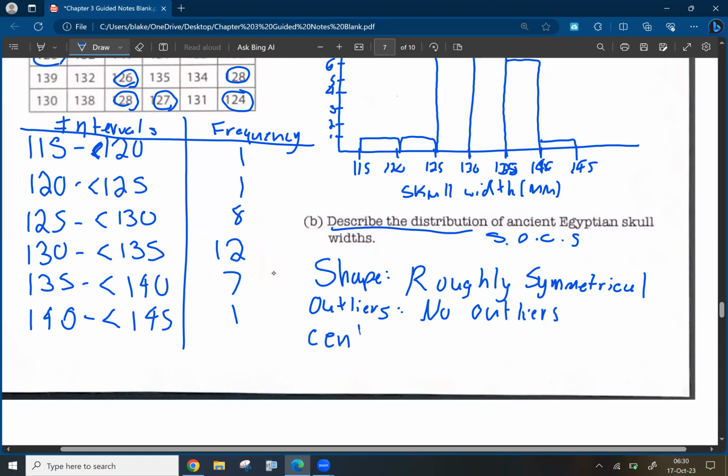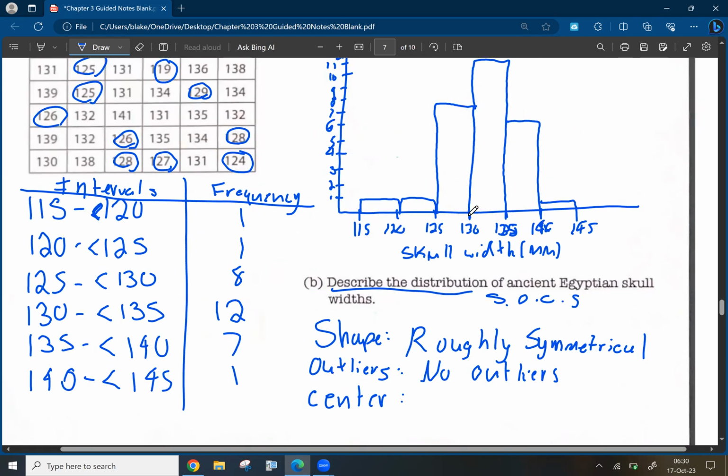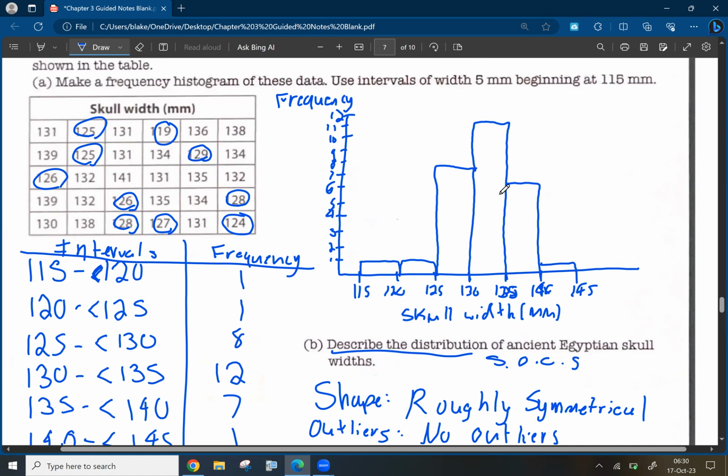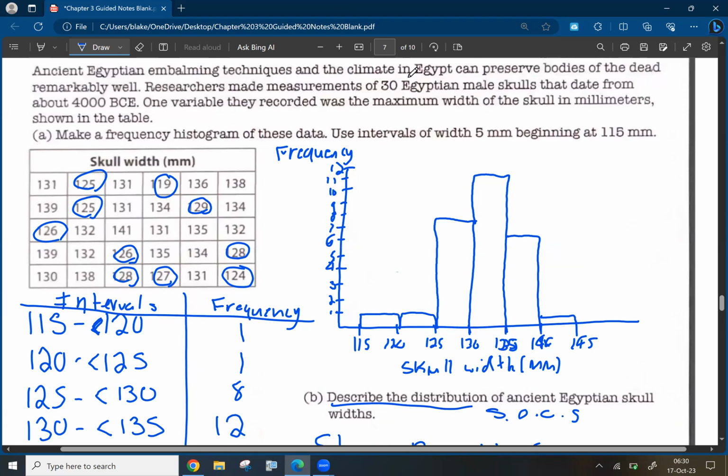Center. So the median here. We could actually find the correct median if we look back at these numbers and list them all in order, from the smallest to the biggest, and then work our way to the middle. But we're gonna use our histogram. So how can I find the median just looking at the histogram? Well, you're not gonna find an exact number. You're only gonna find which interval the median is in. So remember that there were 30, yeah, 30 Egyptian male skulls. So the median will be between the 15th and 16th, if you remember how we calculated that before.